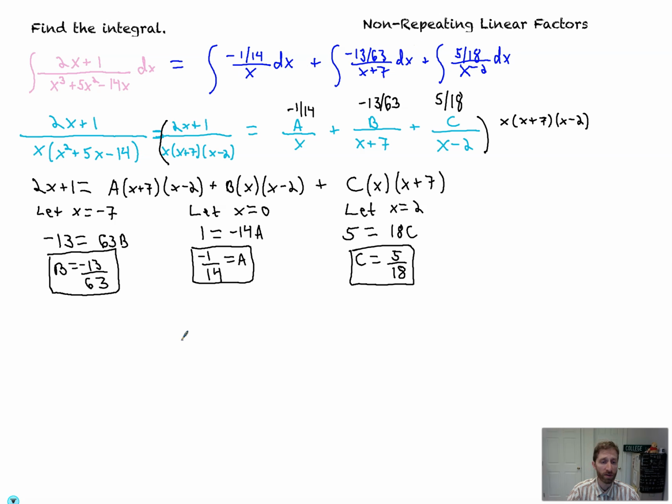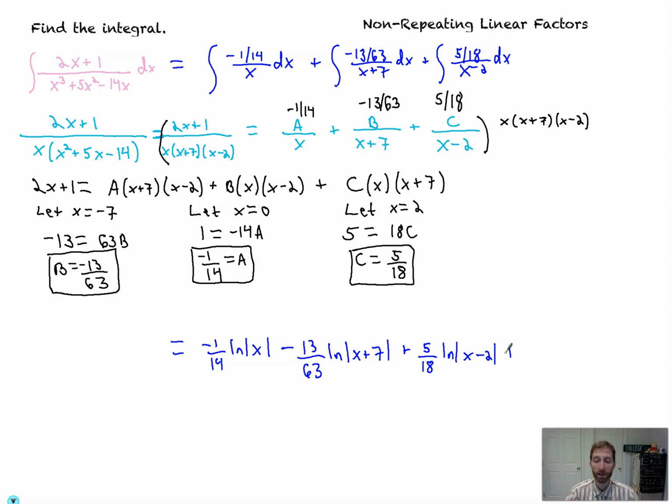You're integrating those. So when you integrate this, it's negative 1/14 times the integral of 1 over x, which is just ln of the absolute value of x. And we are not simplifying these natural logs. Heck no. This is just minus 13/63, that coefficient's hanging out, ln of x plus 7. That's easy. And if you need a review of your natural log integrals, go back again to chapter 5. Plus 5/18 ln of x minus 2 plus c.